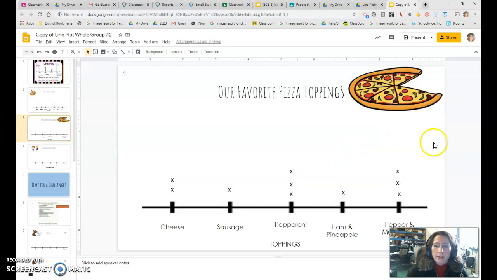Once I have my data placed where it needs to be, I can go ahead and do some comparing. So if you look up here, I can see that pepperoni and pepper and mushrooms is my most liked pizza topping, okay? Because they have 3, there's no other data that's higher than 3. Which ones are the least? Least means the fewest votes. So it would be sausage and ham and pineapple because they only have 1, okay? If I said how many more people like pepperoni than cheese, you're going to say in your head, I know that pepperoni has 3, cheese has 2, so 3 minus 2 equals 1, all right?